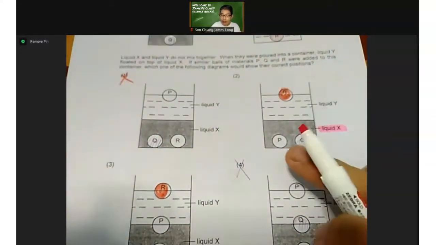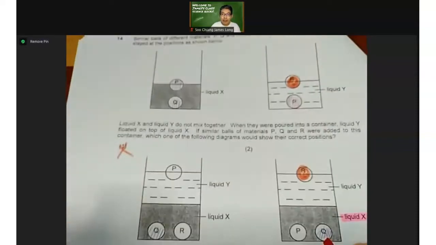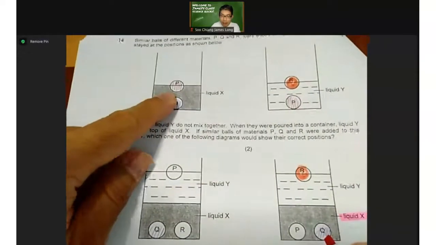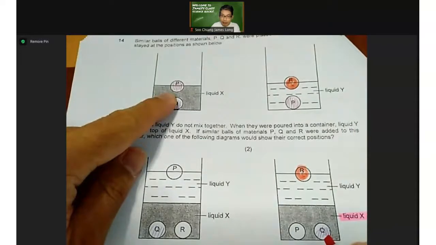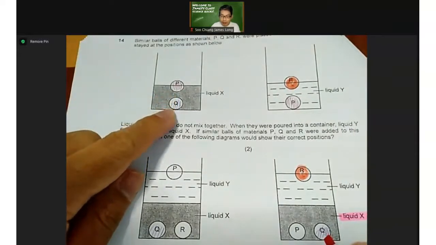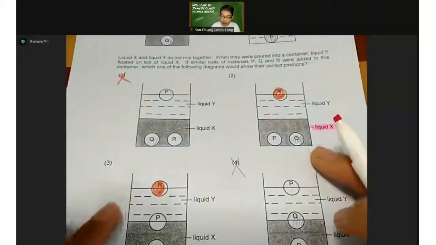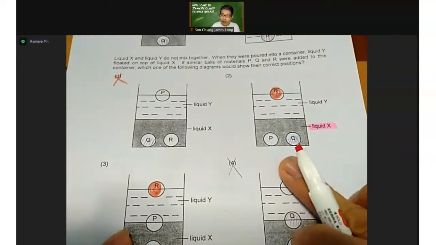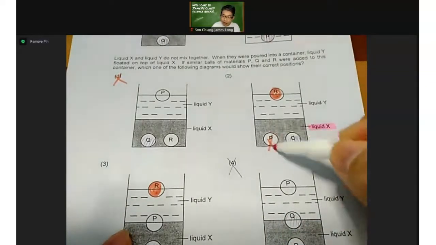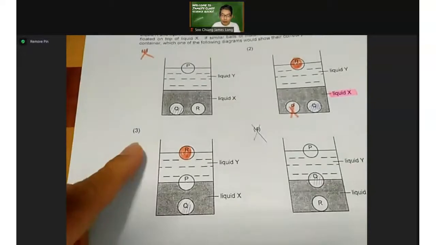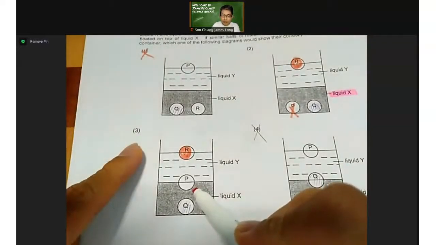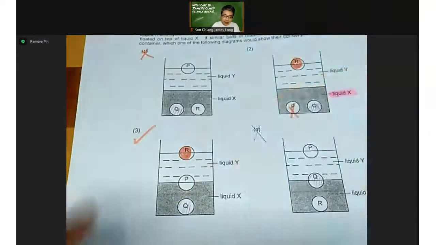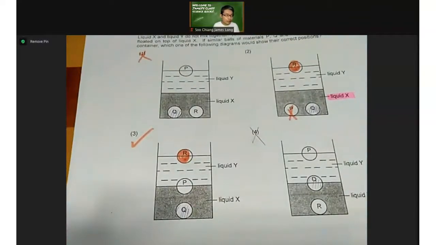Now let's check for the position of P. P was floating in liquid X. It wasn't at the bottom. Here, it shows P at the bottom of liquid X. This is wrong. So you're left with option 3, where P was floating. So 3 is the answer for question 14.